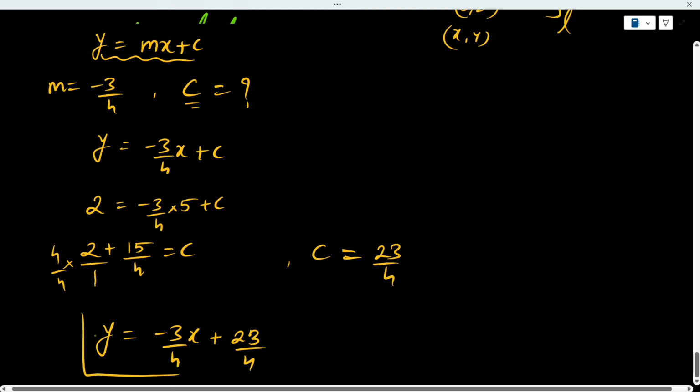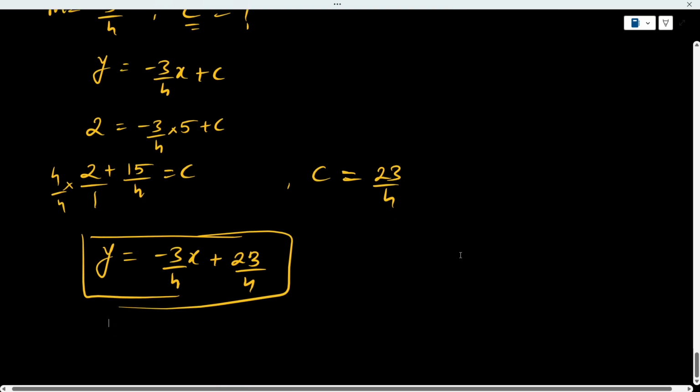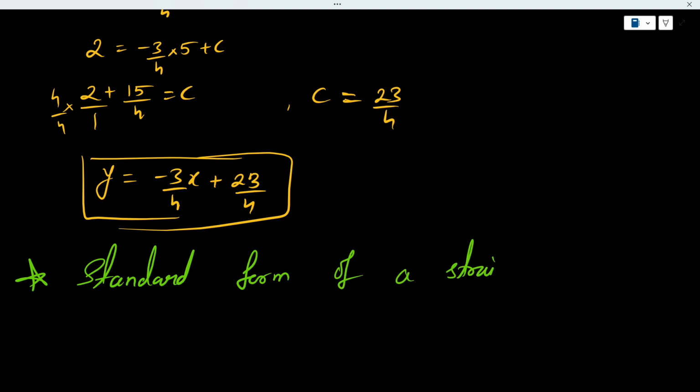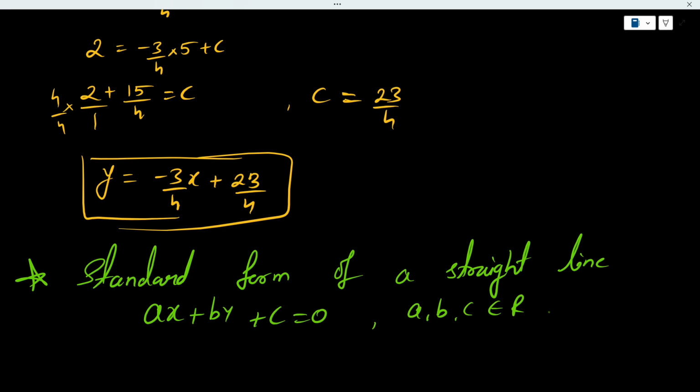Now this is your gradient form. This is the gradient form of the equation where y is the subject. But other than that, you see the standard form also here. Standard form of a straight line. This also you should know. A straight line is always in the form of ax plus by plus c equals 0, where a, b, c are real number constants, and a or b both cannot be 0, right?